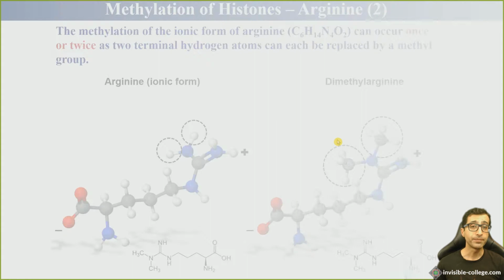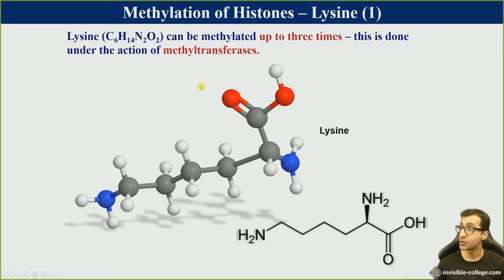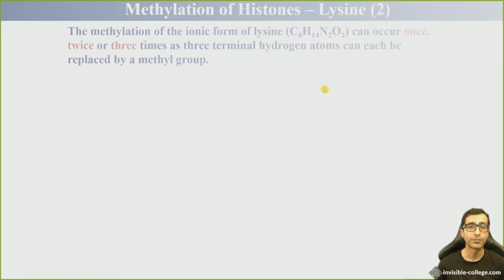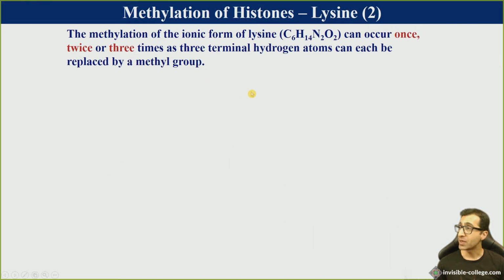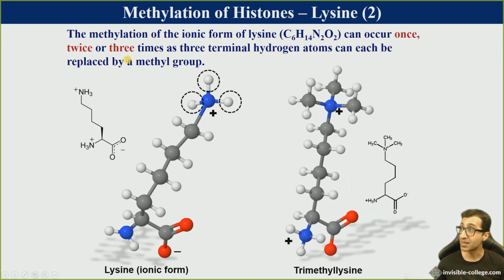Now lysine can be methylated up to 3 times, and again this is done under the action of those enzymes referred to as methyltransferases. Again, we can see this more clearly in the ionic form of lysine here, and we can see the 3 locations on this terminal group where you find hydrogens which can be replaced by the methyltransferase with methyl groups, as we can see here.